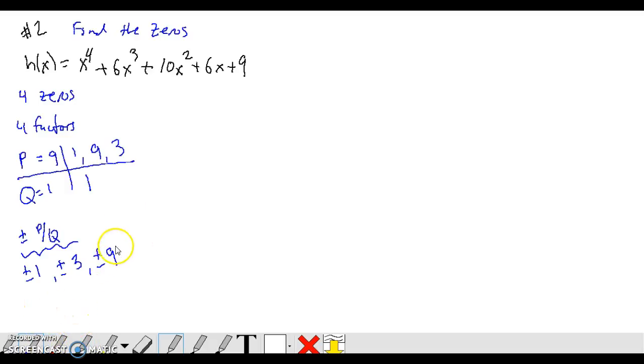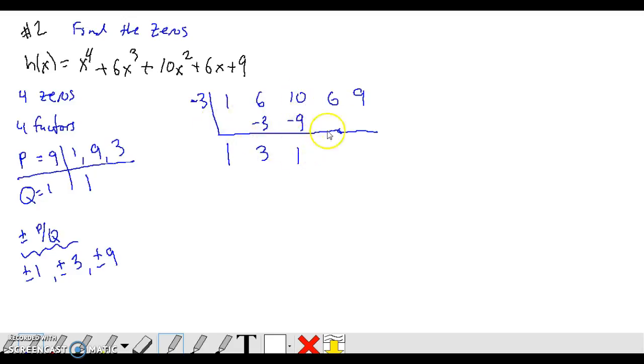All right, so we want to test out some numbers. Power of 4. So again, for the sake of argument, I'm going to test out the first number that I know is going to work, and that's -3. So 1, 6, 10, 6, 9, right? 4, 3, 2, 1, 0. So let's see how that works out. Bring down the 1, multiply 1 by -3, add those numbers together, I get 3. This will give you -9. Add those together. I get 1. Multiply. -3. Add. 3. Multiply. 9. Notice that it worked out. Yay! There's one of our zeros.